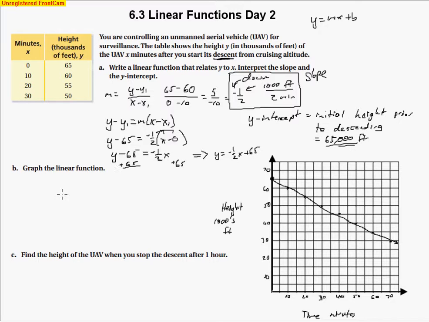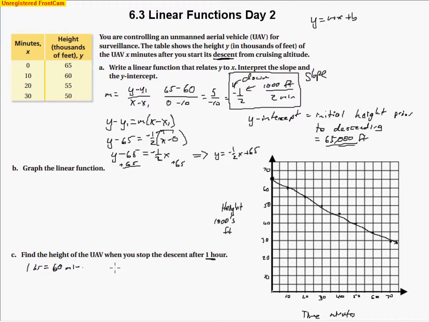Now it says find the height of the unmanned vehicle when you stop the descent after 1 hour. We need to change our hour to the same time unit we have here. If we were in hours, that wouldn't help us out. We need to be in minutes, and 1 hour equals 60 minutes.